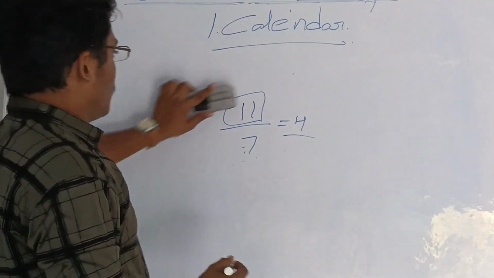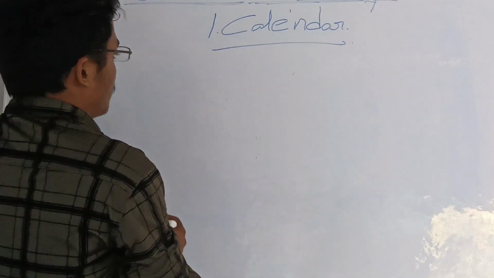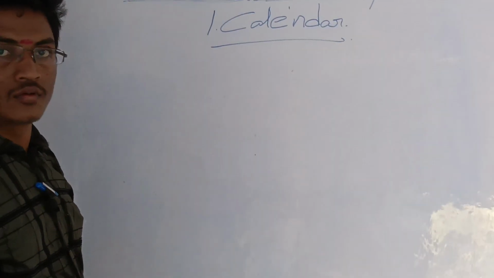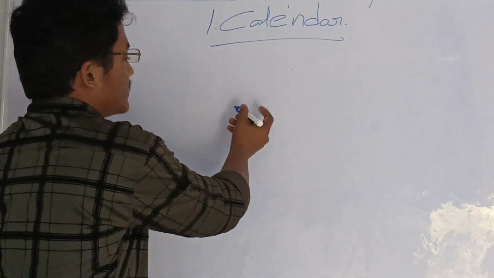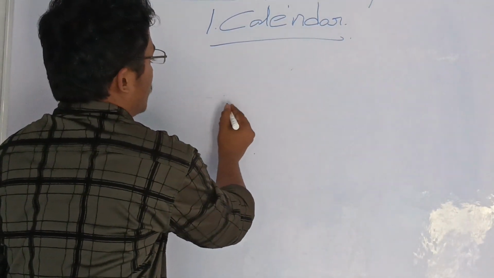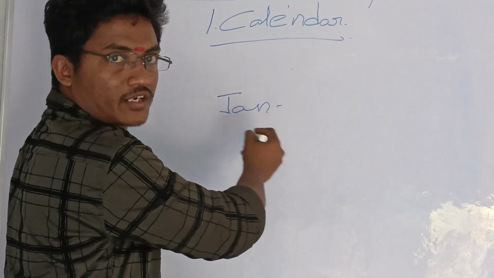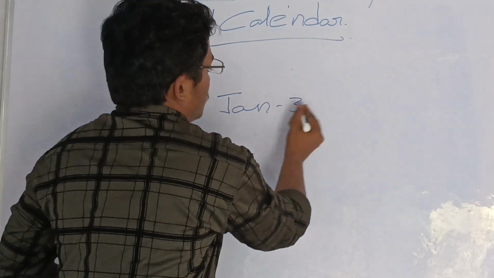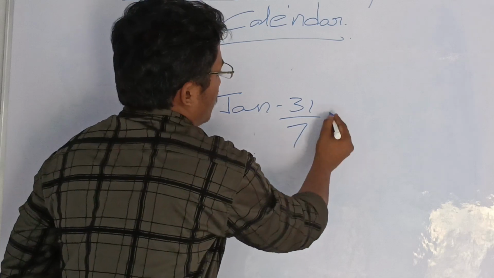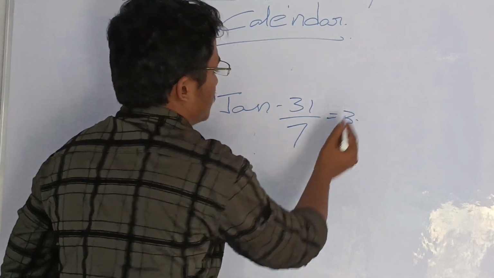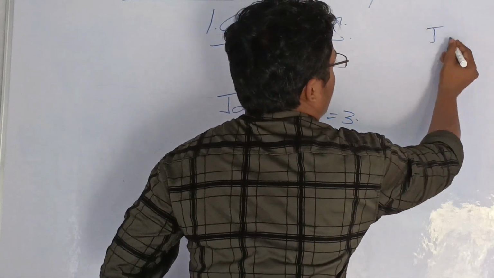Like this, we can calculate how many odd days are there for every month in a year. For example, consider January. In January, there are 31 days. To get odd days, we need to divide it by 7. Remainder is 3. So, we can write it here: for January, 3.